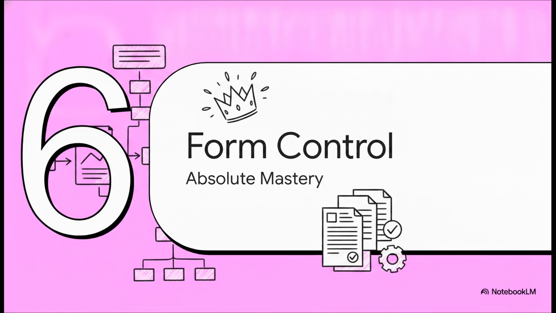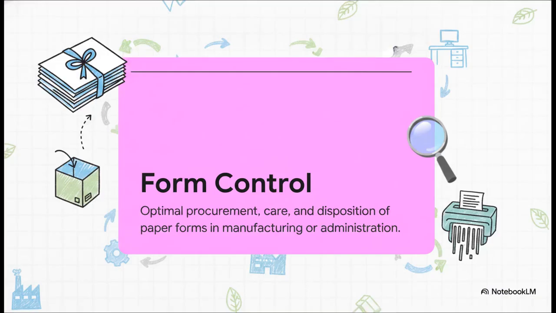Finally, Part 6, Mastering Form Control. To achieve absolute administrative mastery, an organization has to enforce form control, which is also known as inventory control. This is the optimal procurement, care, and disposition of paper forms. Whether you're standing in a manufacturing plant or sitting in a high-rise corporate office, this concept is your overarching safeguard against immense paper waste and inventory mismanagement.